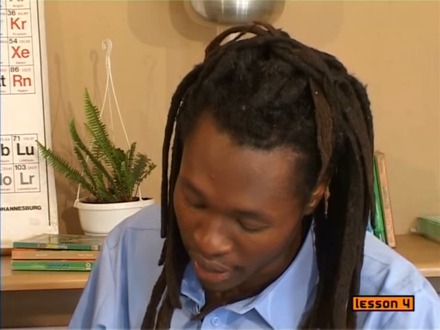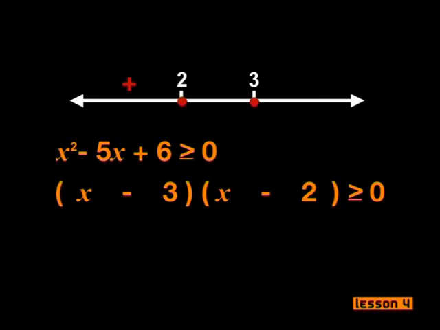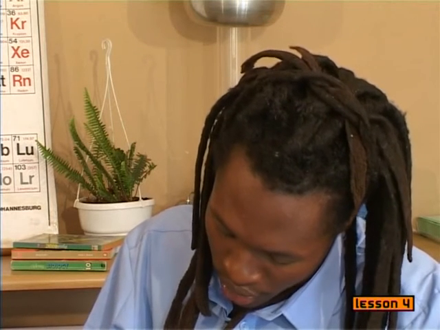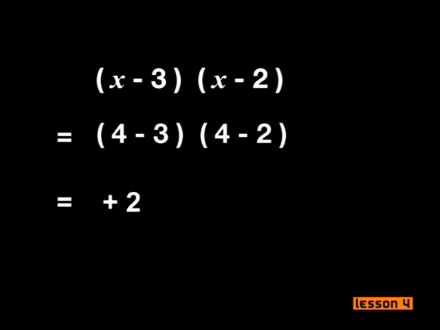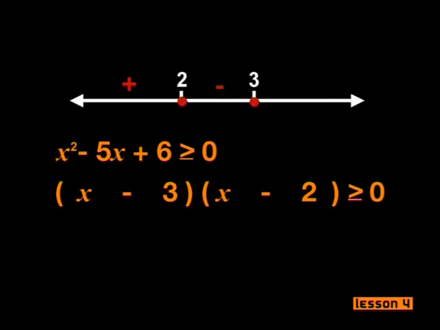And to show that on a number line, I put a minus here in this region. Okay, now I need a number greater than 3. So I'm going to use 4 and put it here on the left-hand side. And I get that the solution is positive for this region. I put the solution here on the number line.